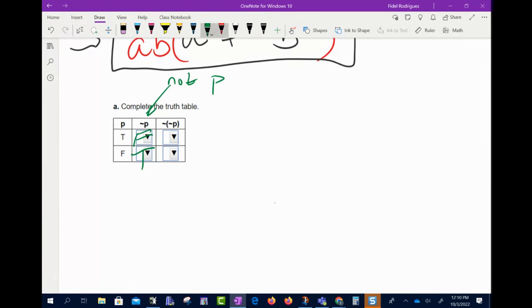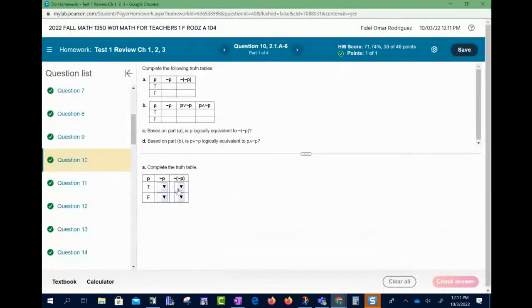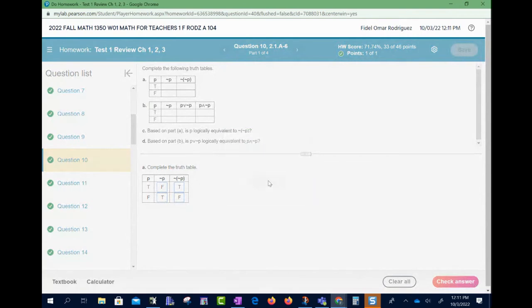Okay. Now, the second part says not of not P. So what is that telling me to do? That's telling me go back and change those values. So that used to be false, now this is going to be true. And if that used to be true, now that's going to be false, okay? So look, let's see if that was going to work out here. So let's come back over here. Okay, so if this was true, now it's false. And if this was false, now it's true. And if this is false, then the negation of that's going to be true. And if this is true, the negation of that's going to be false. And I'm going to go chickadee check. All right, we got that part.